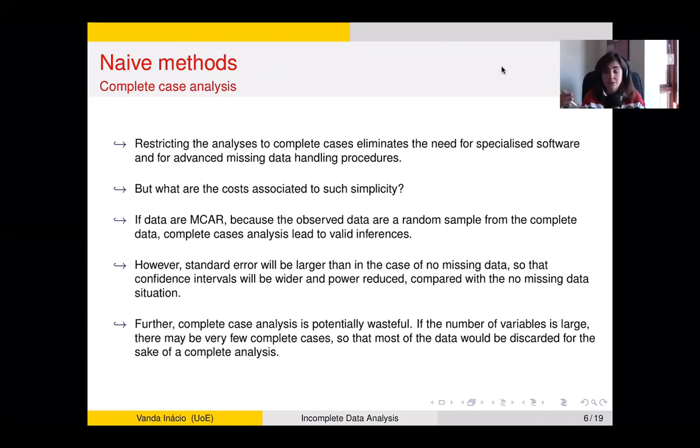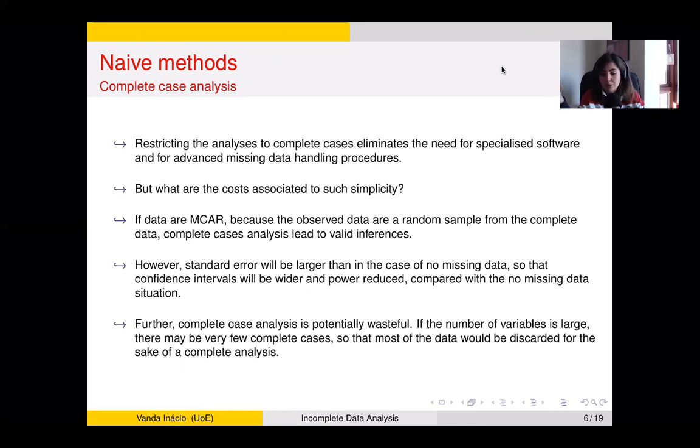So the standard errors are valid for our reduced subset of data, but it's not hard to imagine that if we had more data, if we had the complete data, our information would be more precise. So the standard errors associated with a complete case analysis are larger than those of the estimates that would have been obtained from the complete data.